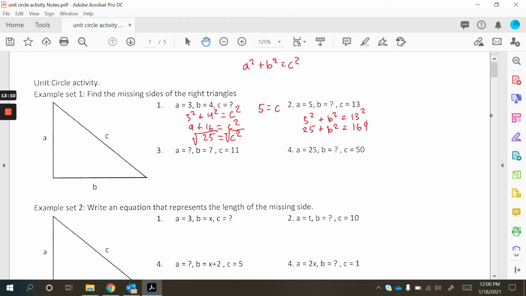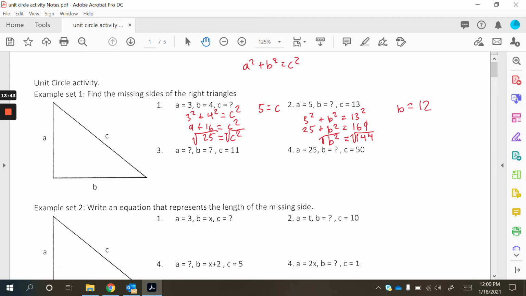And then if we minus the 25 from both sides, we then get b squared is equal to 144. So we can take the square root of that, and b is equal to 12. Okay, so it doesn't matter which number we're missing, whether we're missing c, b, or a. It's just this same step. If it's the a or the b, notice how we're going to have to subtract that number from both sides.